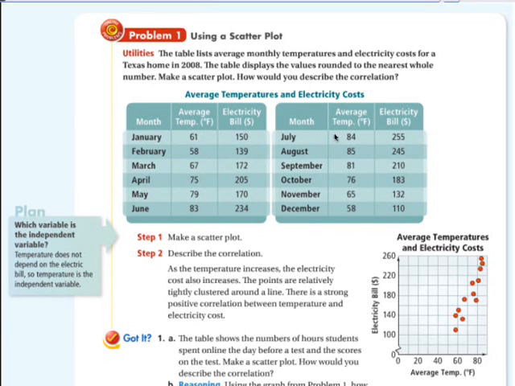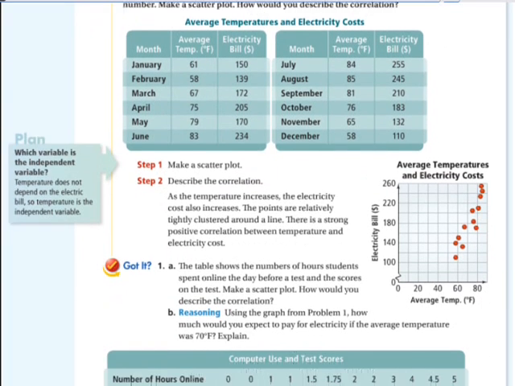So, using a scatter plot, the table here lists temperature and the electric bill for a given year, and then we plot these points. Describe the correlation. This is where you guys are going to have to put words together using grammar and punctuation to make a sentence. So as the temperature increases, the cost for electricity goes up, and the points are relatively tightly clustered, so there's a strong positive correlation between temperature and electricity cost.